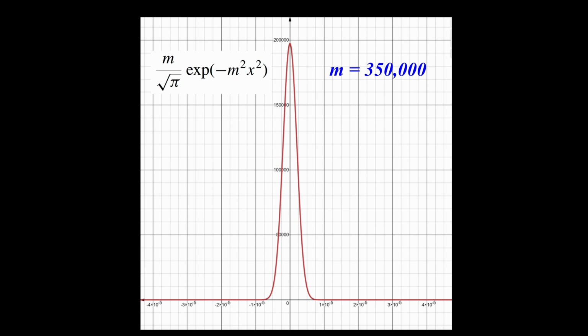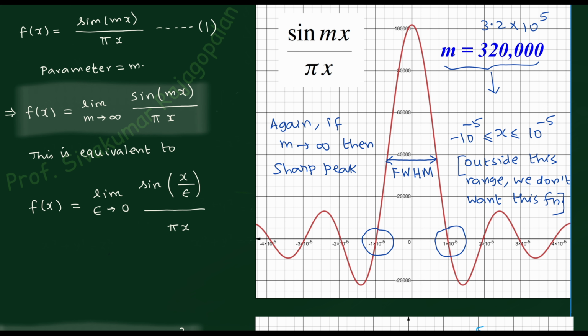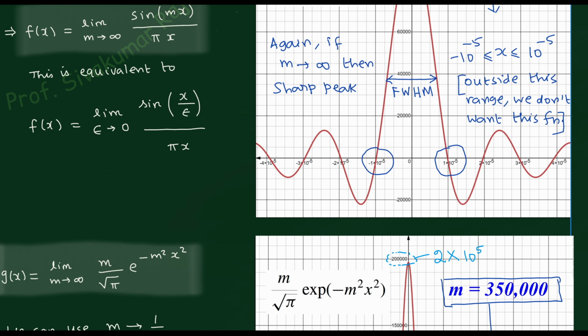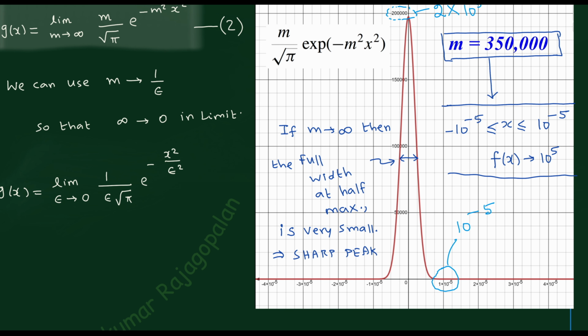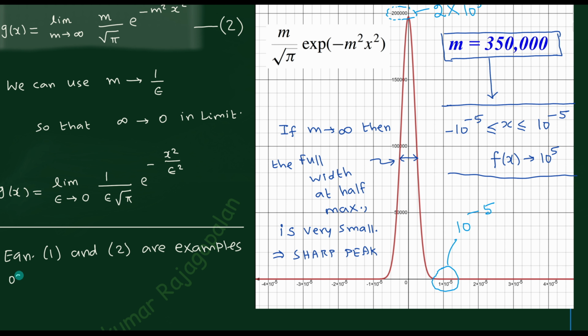Let us give equation numbers 1 and 2. This is the first one. There is another one where we plotted e to the power, so let us consider that as equation number 2. So what we understand from here is that we now have 2 examples. We have equation number 1 and 2, and these 2 expressions are examples of sharply peaking functions.